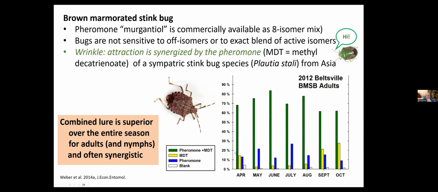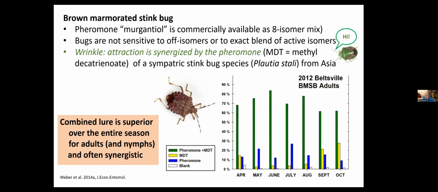And lo and behold, you can see from these green bars that every month it greatly exceeded the same dose of either one alone. So you can see MDT, the old pheromone that was the only one we had at first, the yellow one, and the true pheromone, they don't measure up to the ones that we put together. And we don't know exactly why this is.